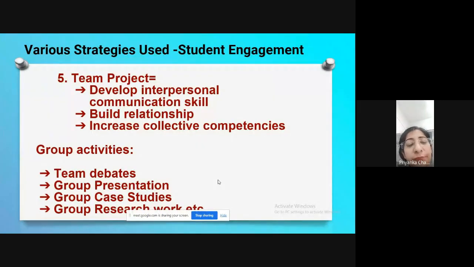We can use team project. We can use internship. We can use debate competition. We can use presentation technique, case study, research work. To develop interpersonal skills of the students, we can invite them in a collaborative activity so that instead of doing work alone, they can work in a group, in a collaborative way. Instead of using one mind, we can use the minds of 5 to 10 people.